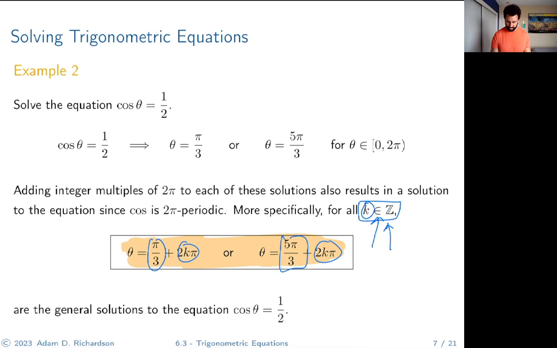So if you take pi over 3 and you add 2 pi, you get another solution. If you take pi over 3 and you add 4 pi, you get another solution. Add 6 pi, you get another solution. Add 8 pi, you get another solution, and another, and another, and another. So there are infinitely many solutions. And so what's in the box here are the general solutions to this equation, just like so.